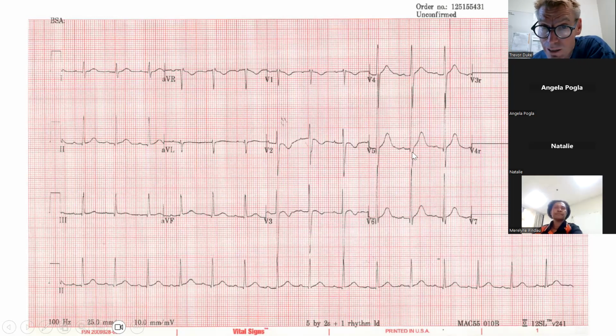But if you look at left ventricular hypertrophy, remember it's the R wave in V5. So 5, 10, 15, 20, 25, 30. That's quite tall, isn't it? 30 millimeters, the R wave in V5. And the S wave in V2 is 5, 10, or almost 15.